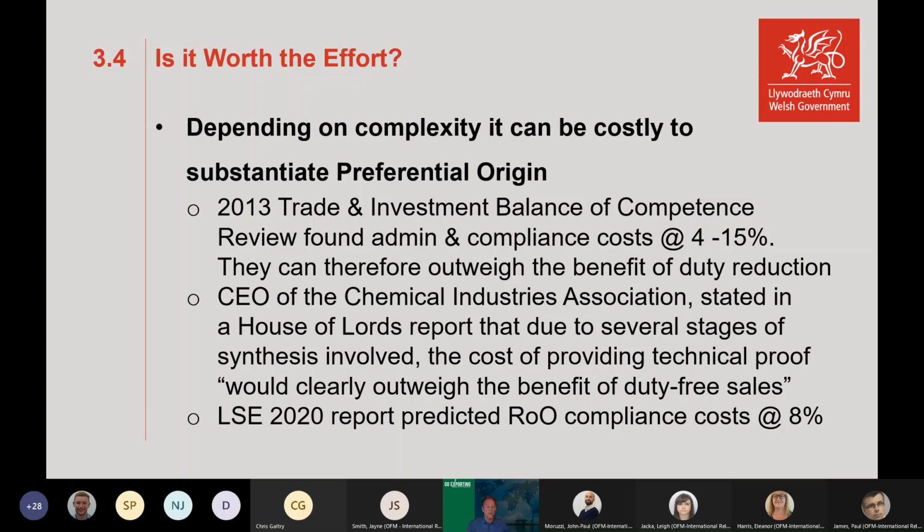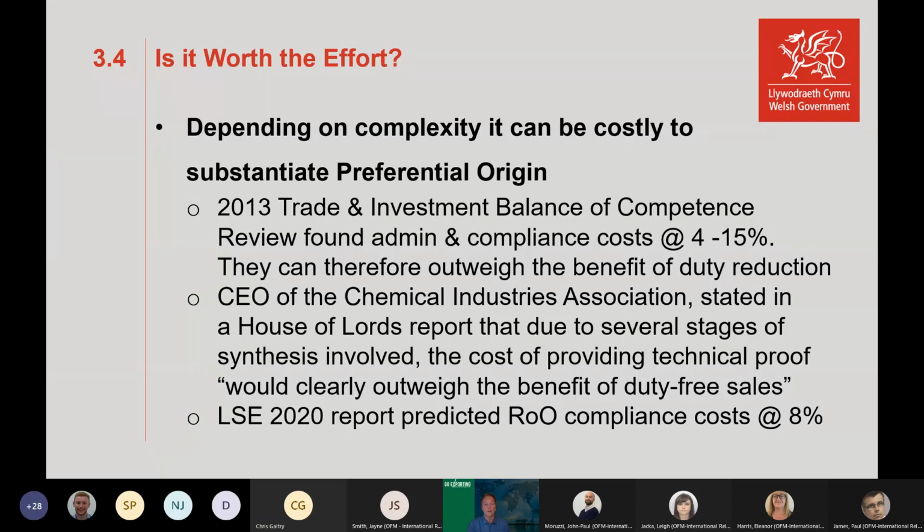Some question whether it's worth it. It can be expensive. It can be costly due to the complexity of substantiating origin. In 2013, the Trade and Investment Balance of Competence Review found that admin and compliance costs range between 4% and 15%, and can therefore outweigh the duty reduction. So sometimes people will not bother to try and claim origin because the compliance costs are too high.